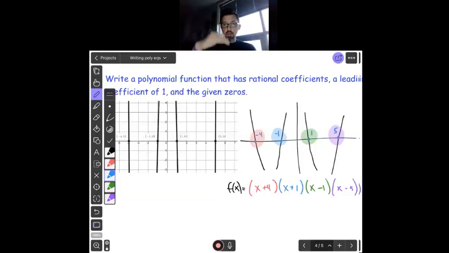Okay, you guys see how to go from the graph to the factored form? That make sense? Because that first step is so important. If you don't set it up right, there's no way to get it right after that. Okay?